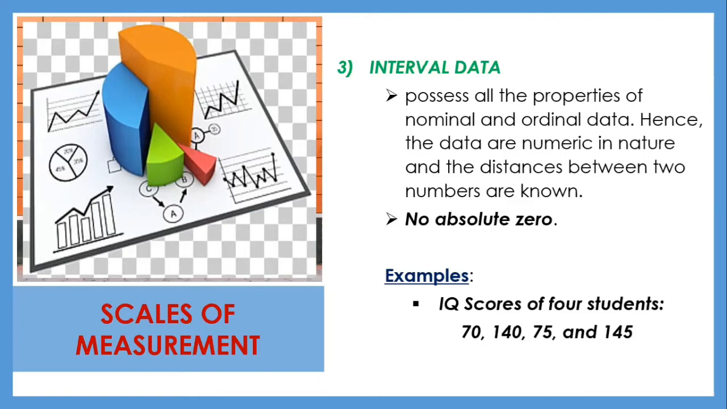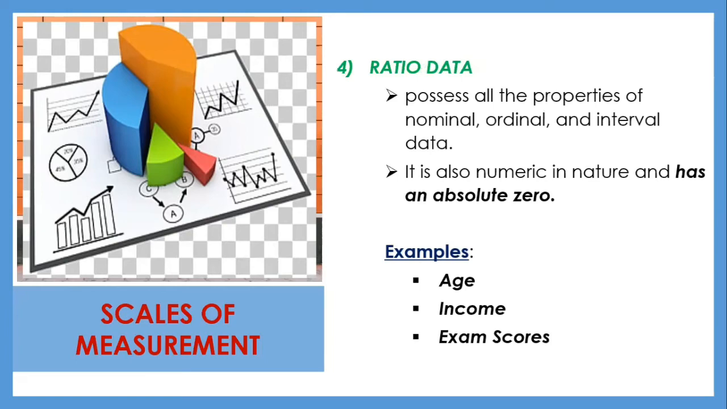And next, we have ratio data. And remember that ratio data possess all the properties of nominal, ordinal, and interval data. It is also numeric in nature and has an absolute zero. Examples, your age, your monthly income, your exam scores, etc. Okay, so these are the levels of measurements or data or scales of measurements.